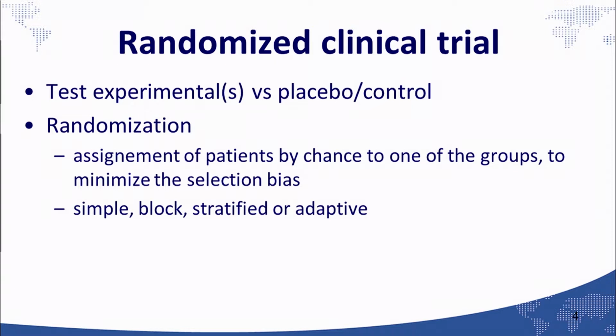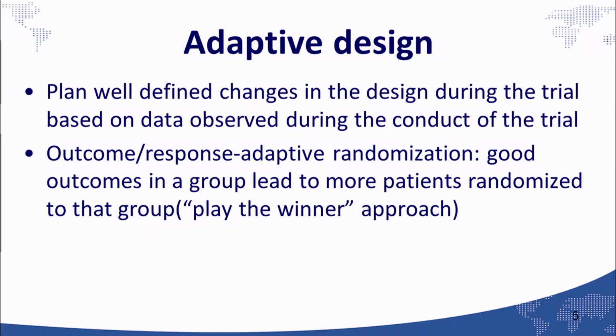You will test experimentals versus placebo or control when it's possible, depending on the context. We have seen for the Ebola trial it was not possible. And then you will randomize your patients by assigning them by chance to one of the groups to minimize the selection bias. This randomization can be simple. You just flip the coin. It can be blocked when you balance the sample size between groups. It can be stratified when you balance the sample size on baseline covariate, or it can be adaptive. And when it's adaptive, it's part of the adaptive design family.